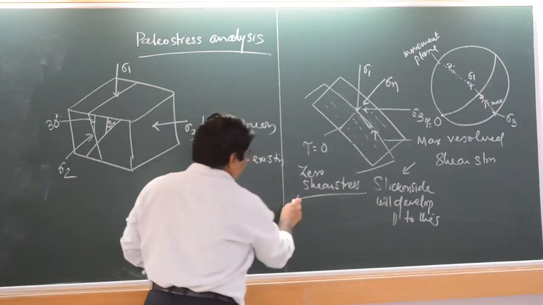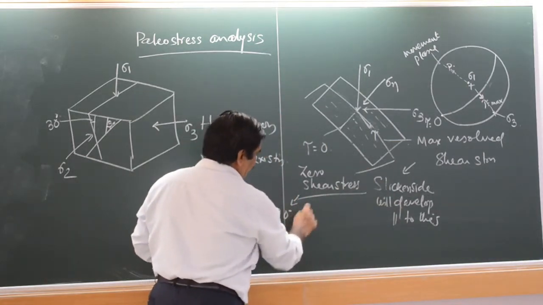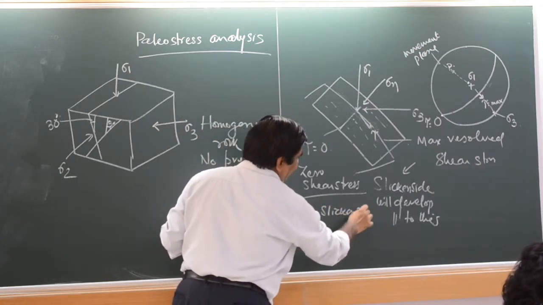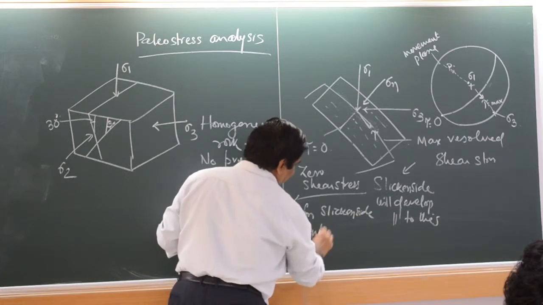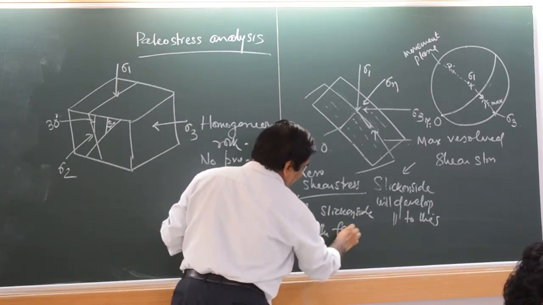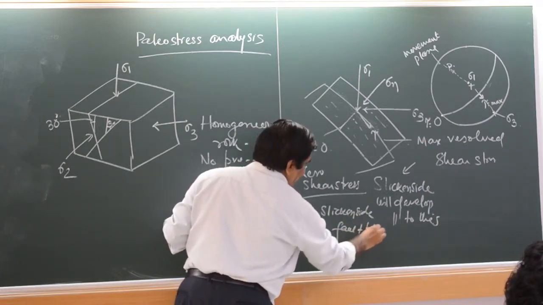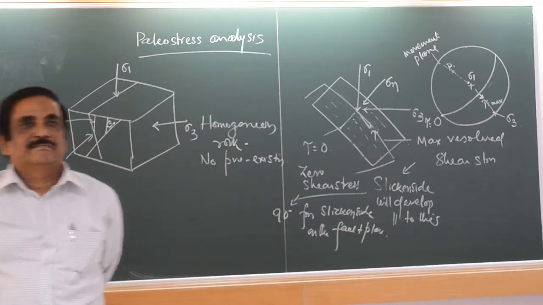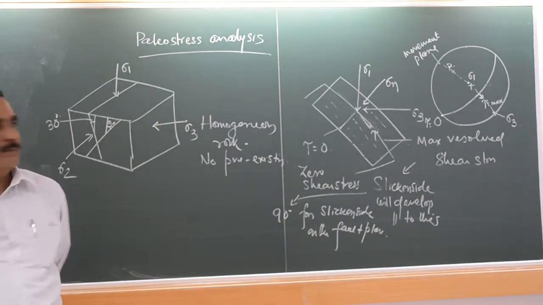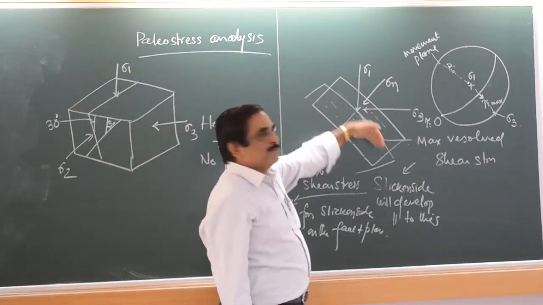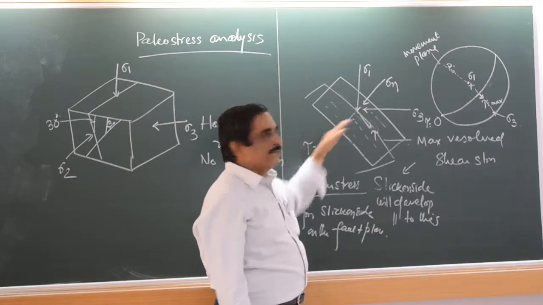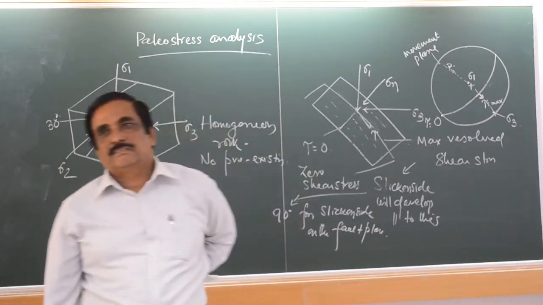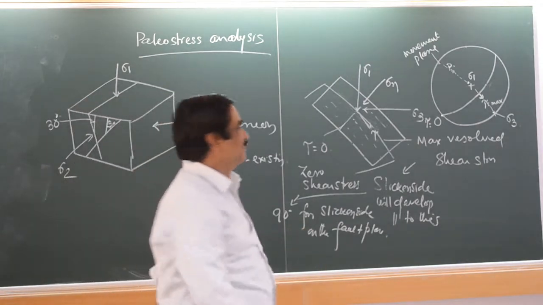So zero shear stress is 90 degree from sigma 1 on the fault plane. समझा ना? Because slip will be taking place like this, the maximum resolved shear stress. तो इधर कोई slip मारेगा नहीं ना 90 डिग्री में, इसलिए तो zero shear stress होता है. Up to this point correct.